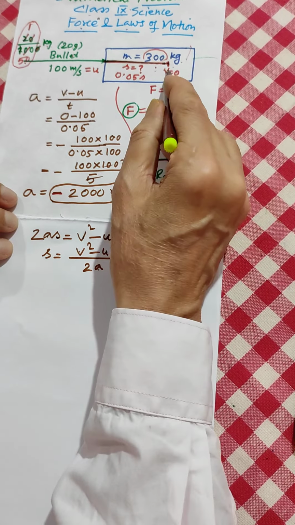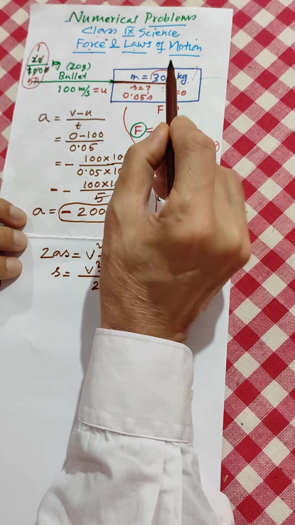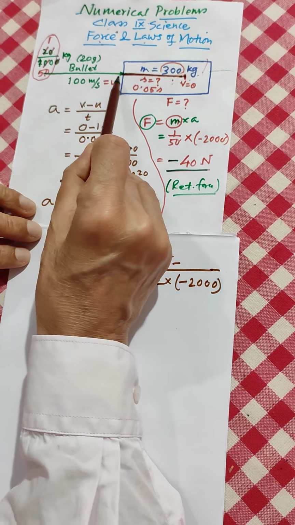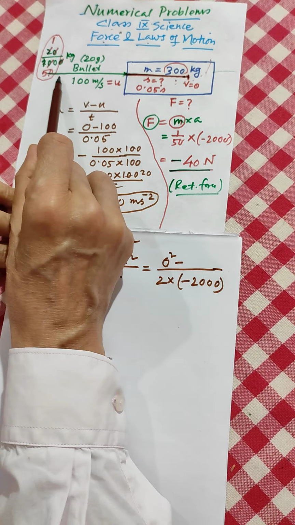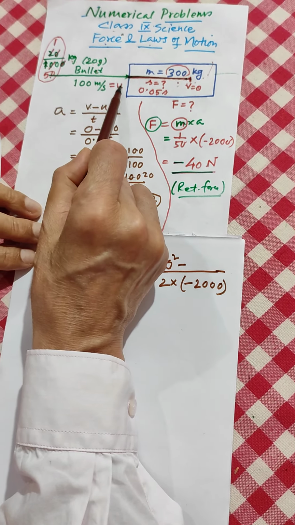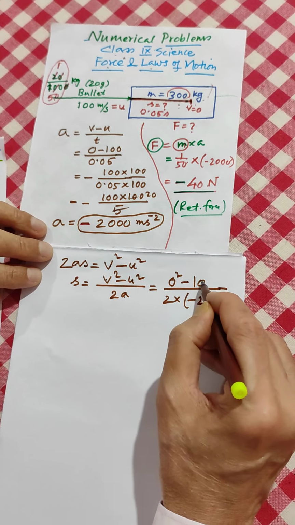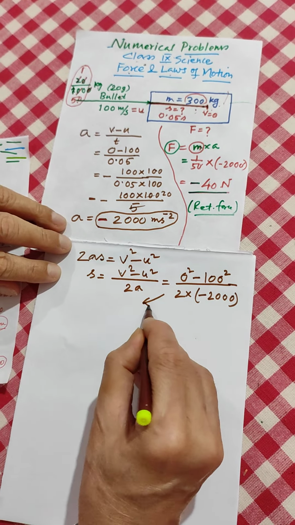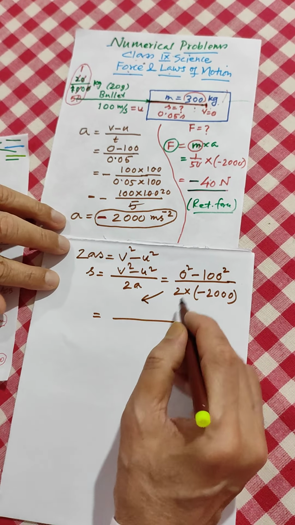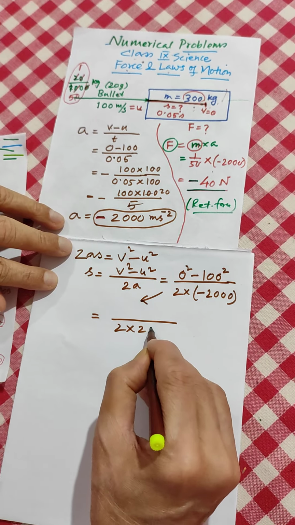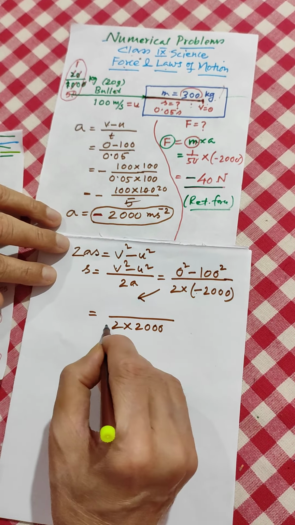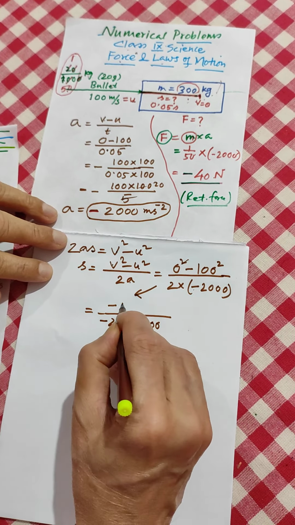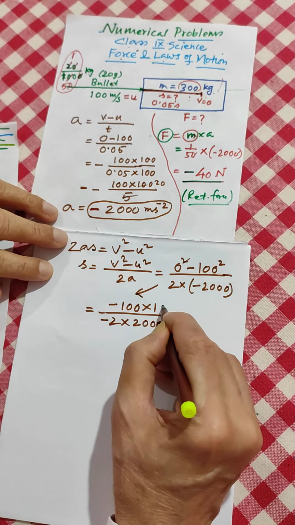Here V is 0 because the bullet finally stops. Therefore 0 square, minus U. U is the initial velocity of the bullet, the velocity with which the bullet strikes the wooden block. So U is 100, so 100 square. Right? So calculate this. So 2 into 2000, and this minus comes before, then this is 0, so minus 100 squared, that means 100 into 100.